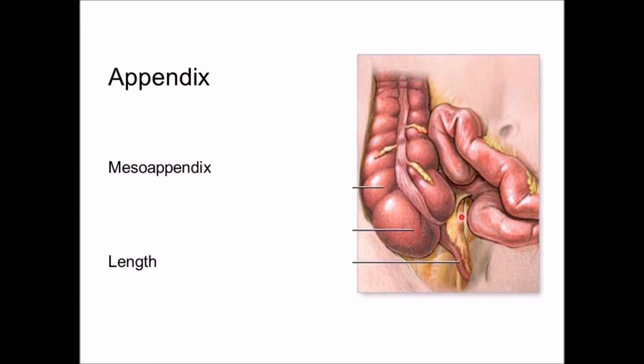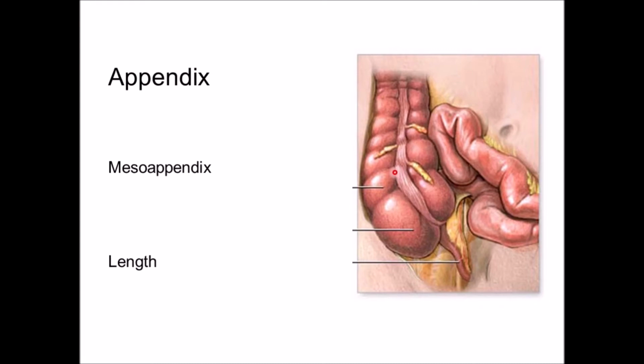The length of mesoappendix is smaller than the length of the appendix, which gives the worm-like coiled appearance to the appendix, hence it is known as vermiform appendix. Even though the appendix is a part of large intestine, it is devoid of three cardinal features of large intestine.